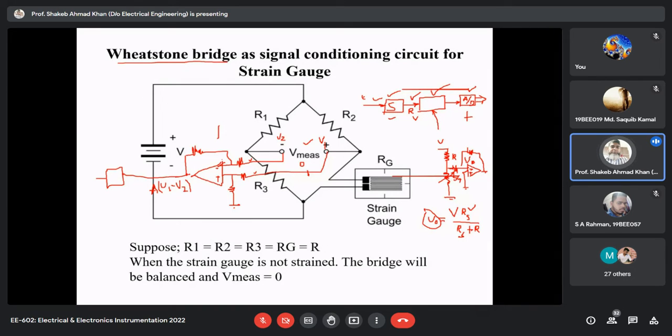Now I'm coming back to the Wheatstone bridge as a signal conditioning circuit for a strain gauge. The story we are yet to start. Whatever I discussed in this slide regarding signal conditioning, if anybody has any question regarding that, you can make it clear.